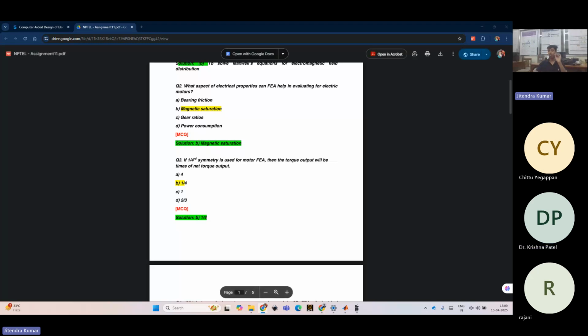Whatever torque waveform or flux density waveform you get will be for the full model. Let's say you are designing a motor for 10 Newton meter torque. You will design and parameterize it according to the 10 Newton meter. So you have all the parameters for 10 Newton meter. Now you are just modeling 1/4 part so that you can get results quickly.